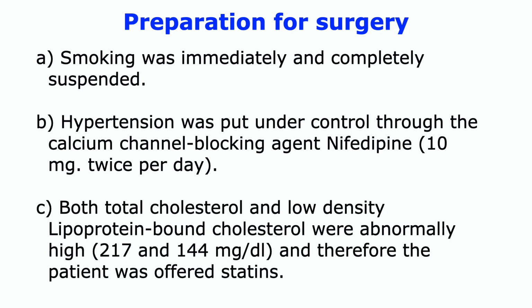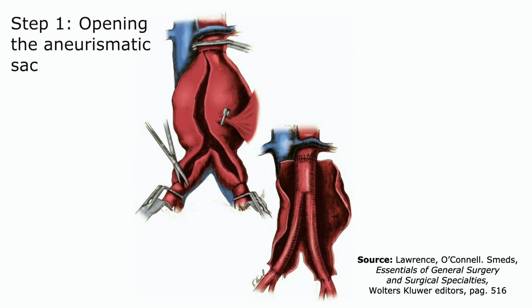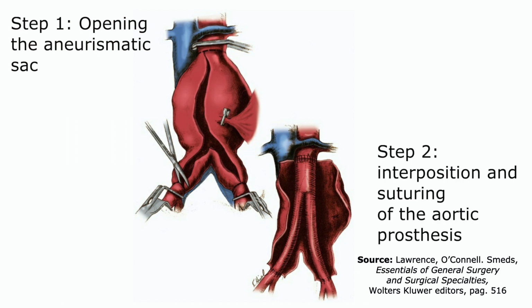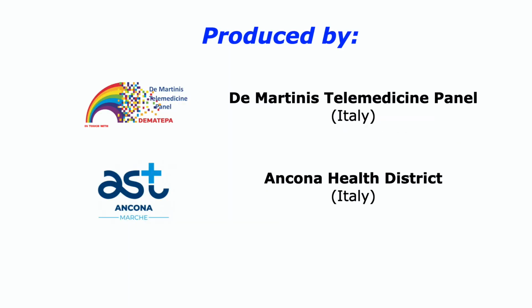Both cholesterol and low-density lipoprotein-bound cholesterol were abnormally high, 217 and 144 milligrams per deciliter, and therefore the patient was offered statins. Thereafter, the patient successfully underwent aneurysmectomy and insertion of a Dacron aortoiliac bypass graft. The sutures were fixed to the left common iliac artery and to the right common femoral artery. The claudicatio intermittens disappeared, and the patient recovered to return to his previous job.